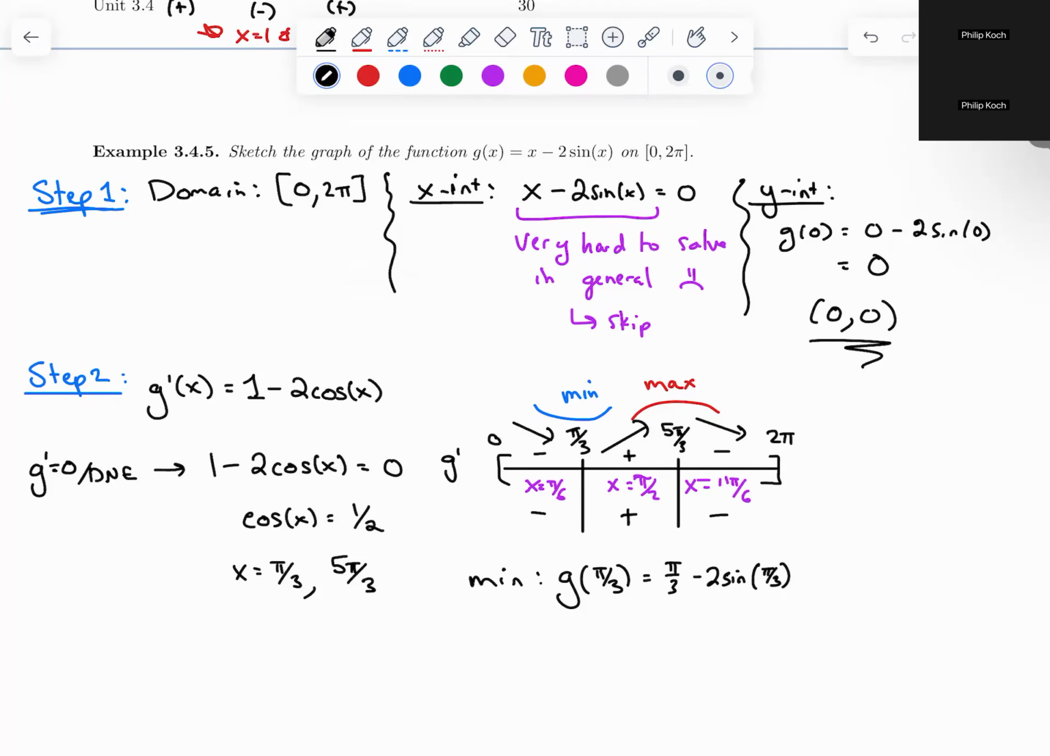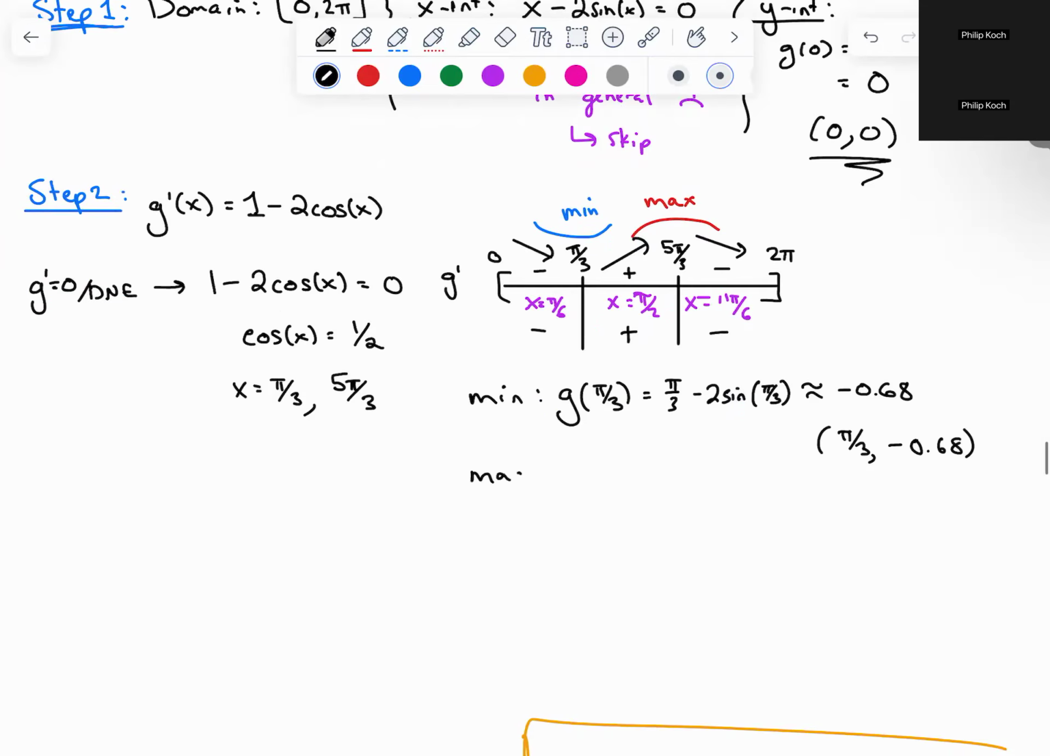Pi over 3 minus 2 sine of pi over 3. Negative 0.68. So approximately negative 0.68. So we have this point pi over 3, negative 0.68. And then for a max, g of 5 pi over 3, you should get 6.96, 6.97. So 5 pi over 3, comma 6.97.